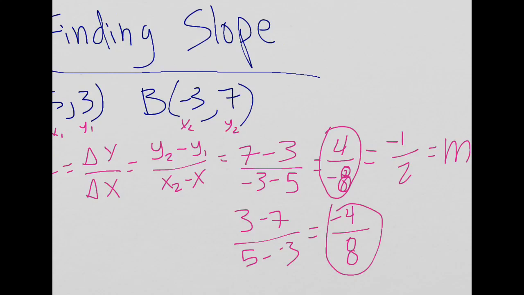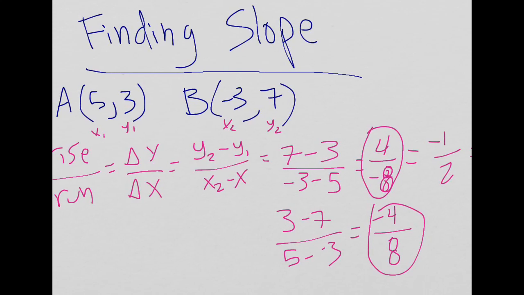So it doesn't matter which point you choose to be which, but you need to make sure you do it in the proper order. You don't want to end up doing y2 minus y1 over x1 minus x2. You can't flip the orders like that. That will goof you up. You will end up with the opposite of the answer that you want. But you have 2 points. You can find the slope between them.